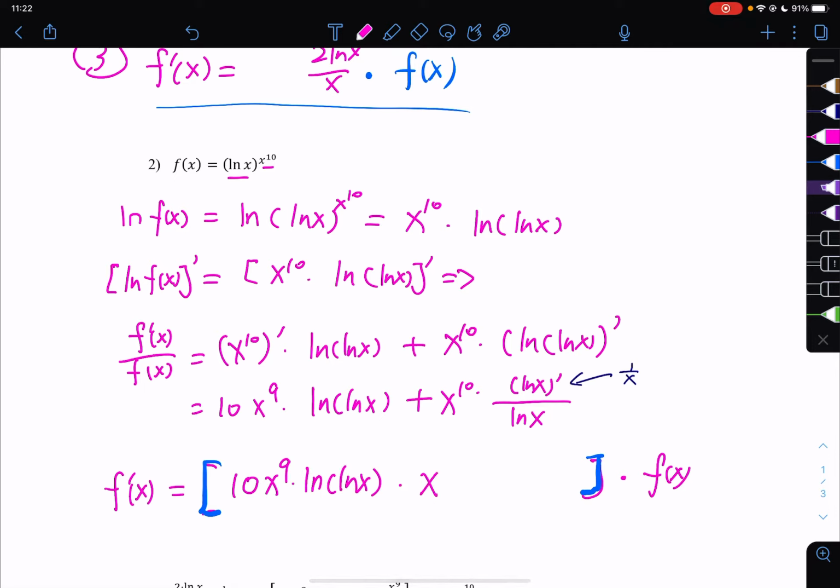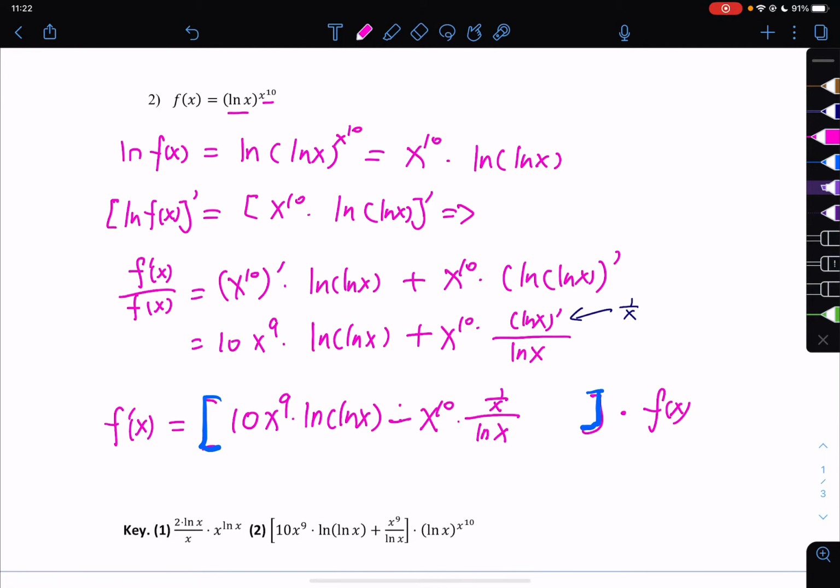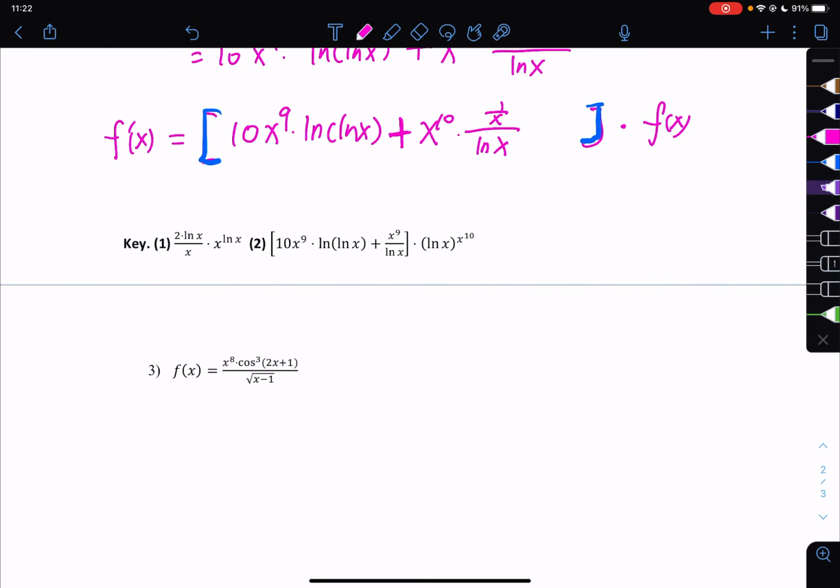And then you have x to the 10 times 1 over x over ln of x. Okay, so this, oh, my bad, very sorry. It is plus here, right? So that's my final answer.